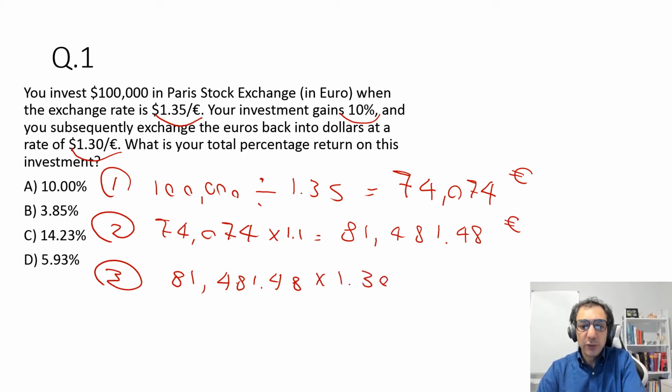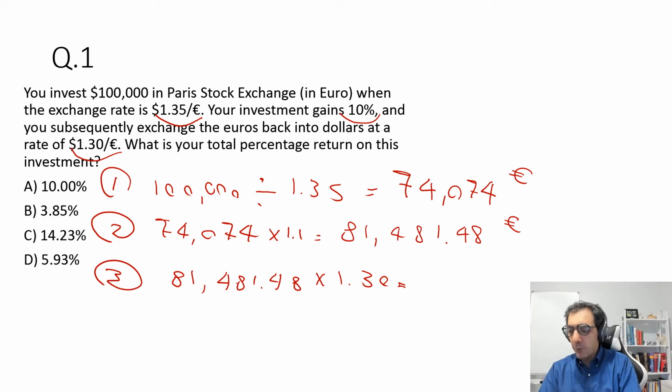You have to be careful here. In the first step, I divided by 1.35. Now I'm multiplying by 1.3. Why? Because in the first step, I needed euro, I had dollar. In the third step, I have euro, I'm converting back to a dollar. So be careful with multiplication or division when it comes to foreign currencies.